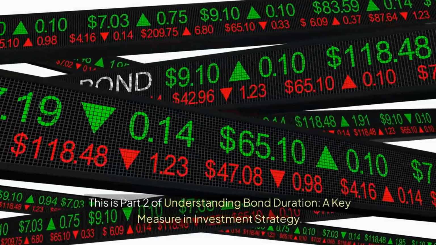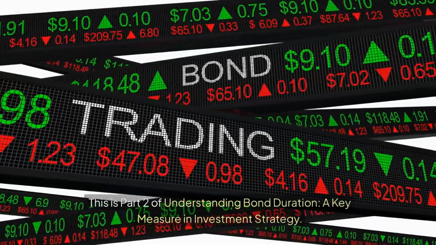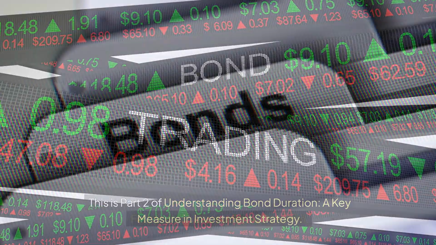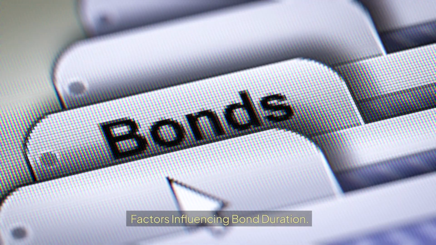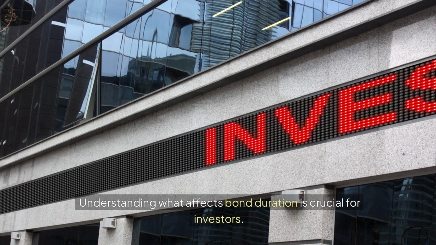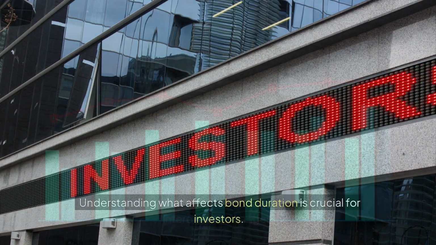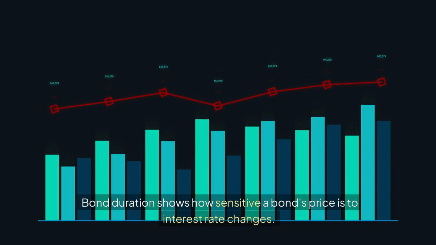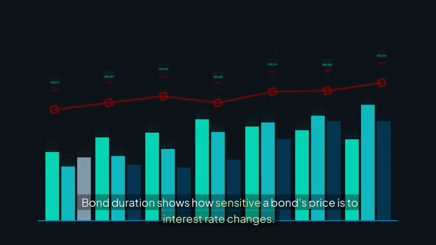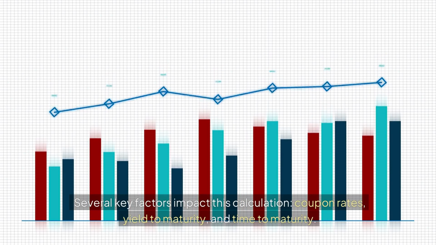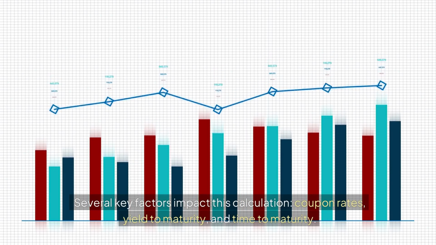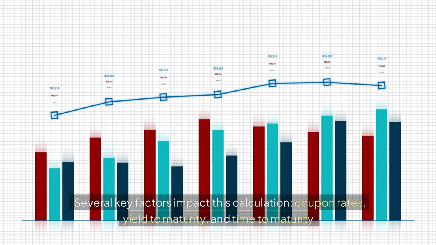This is part 2 of Understanding Bond Duration, a key measure in investment strategy. Factors influencing bond duration. Understanding what affects bond duration is crucial for investors. Bond duration shows how sensitive a bond's price is to interest rate changes. Several key factors impact this calculation: coupon rates, yield to maturity, and time to maturity.